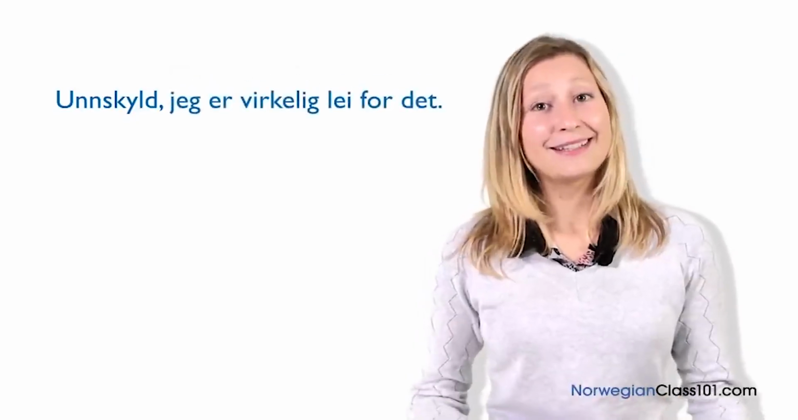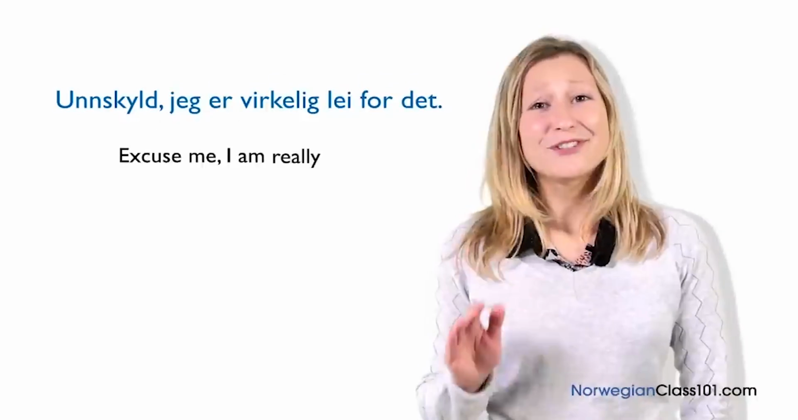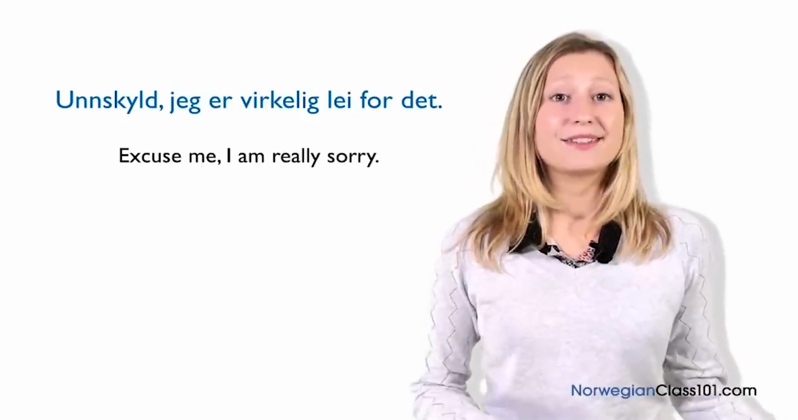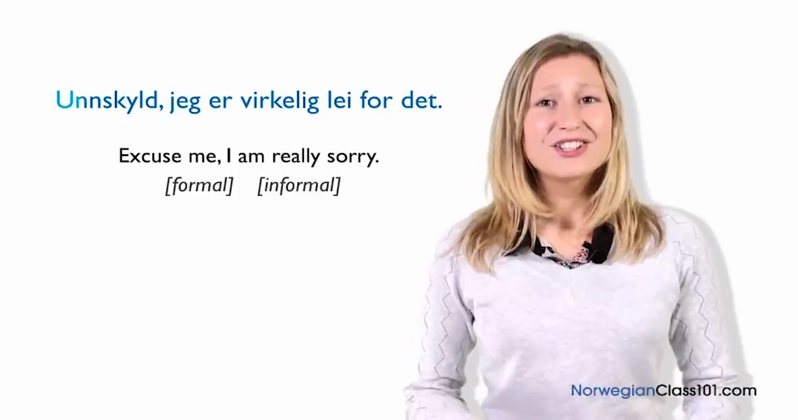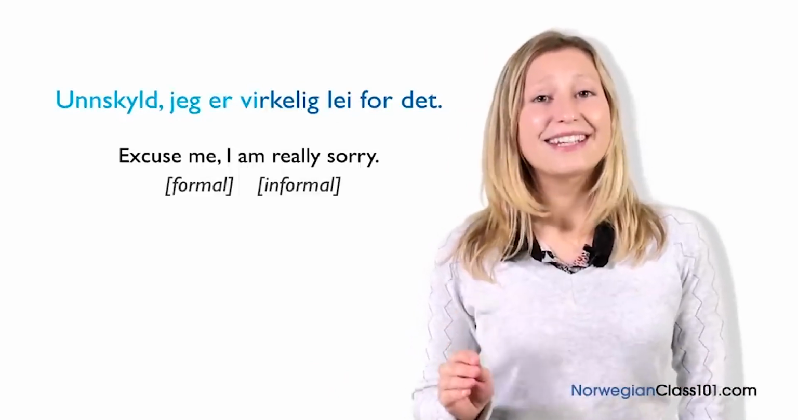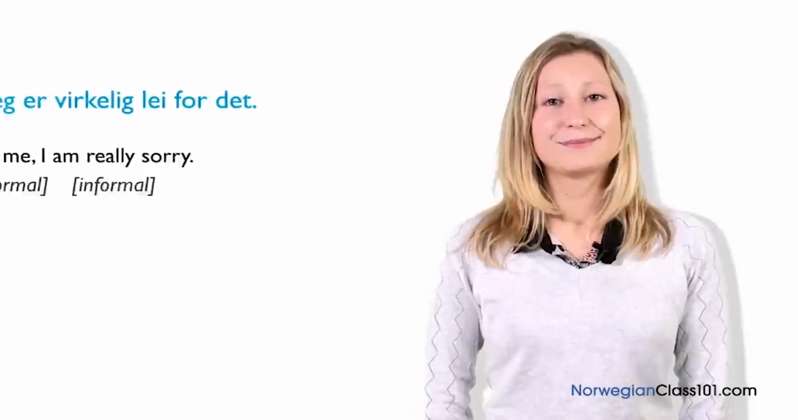But if you really want to apologize for something, it might be better to use a longer phrase. That phrase is Unnskyld, jeg er virkelig lei for det. It means, excuse me, I am really sorry, and can be used in both formal and informal situations.